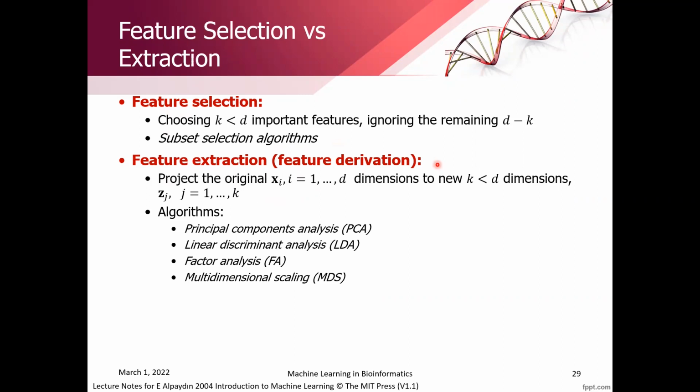So we have many features in original observations, and we combine the features here in order to obtain a lower number of features. There are many such algorithms, and here is a short list: principal component analysis, linear discriminant analysis, factor analysis, multidimensional scaling, but these are not all. On the slides, I will have at least two more methods.